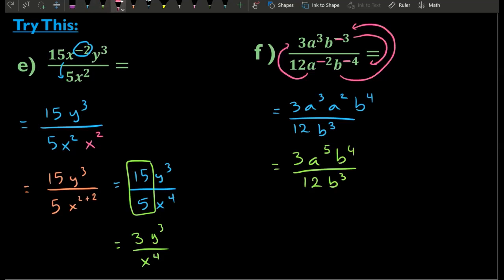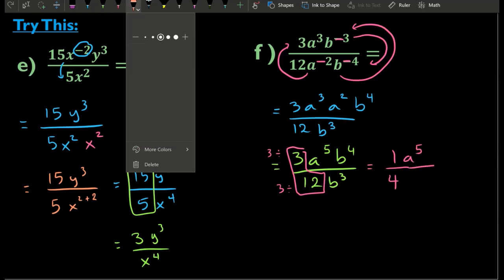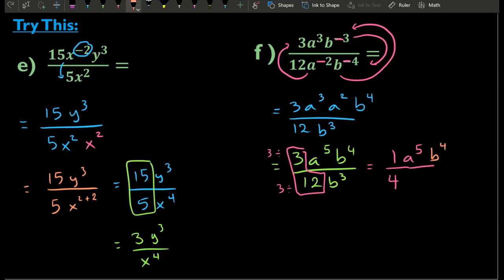Now 3 and 12, be careful, they don't divide out. Some of you are going to tell me 4. Actually, it's not. We're going to reduce it by 3. You will have 1 on top because 3 divided by 3 is 1. 12 divided by 3 is 4. It's supposed to be 1 over 4, not 4. Okay, and a to the 5th power stays. B to the 4th minus 3, because of the division. So that will give you 1 a to the 5th b to the 1 over 4.